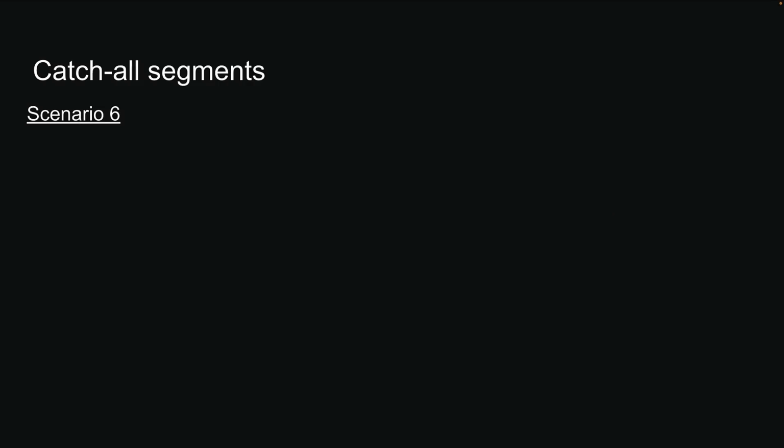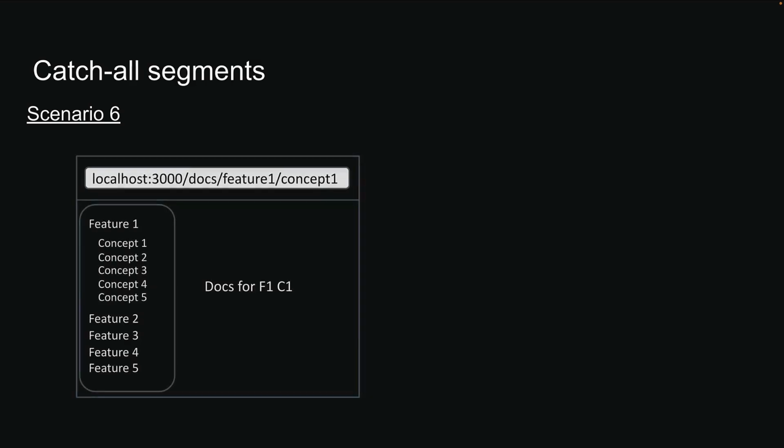Let's dive into another powerful routing concept called catch-all segments. To understand this better, consider scenario 6. Imagine we're building a documentation site for our project. The site has multiple features, and each feature contains several concepts that need documentation. Picture a site navigation with 5 features, where the first feature expands to show 5 different concepts. The goal is to create unique routes for each concept under its respective feature.